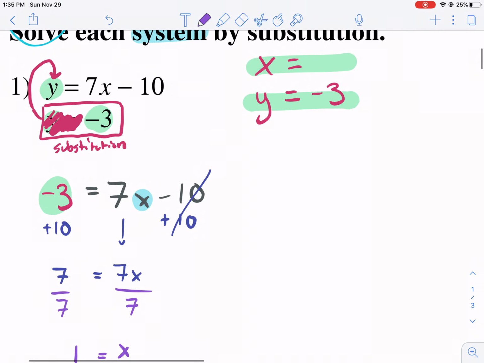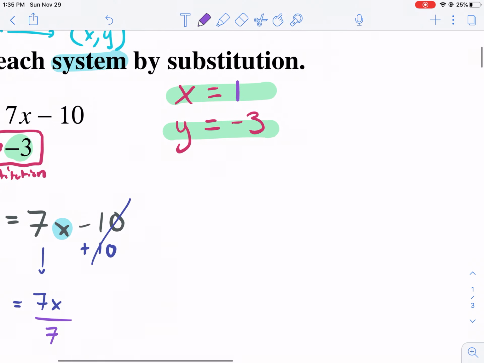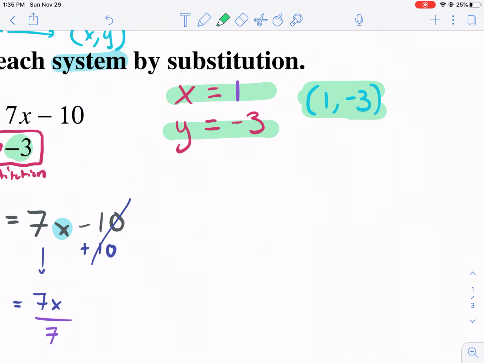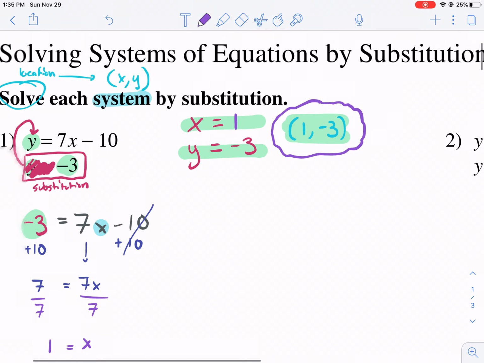So now I have my value for y. Now I have my value for x, and I can write it as an ordered pair. What is my ordered pair? It's going to be 1, -3, and there's my answer. My answer is 1, -3. That's the location where these two lines meet. That is my solution to the system. Okay, these two lines cross at 1, -3.